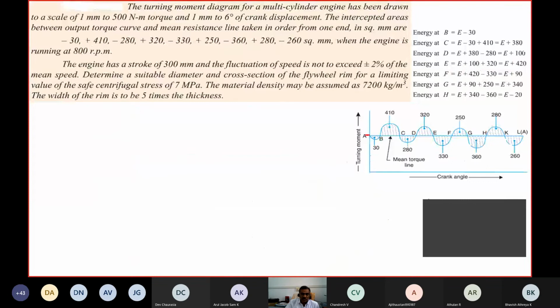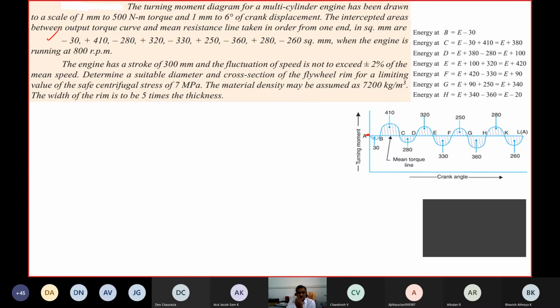Now you take this problem. In this problem, the first step is to draw the turning moment diagram. It is not directly given, but it is given in words. So this is the mean, and the diagram is like this. Initially it is minus 30, going below the mean torque. Then it goes above the mean torque, that is plus 410. Then minus 280. It is going like that.